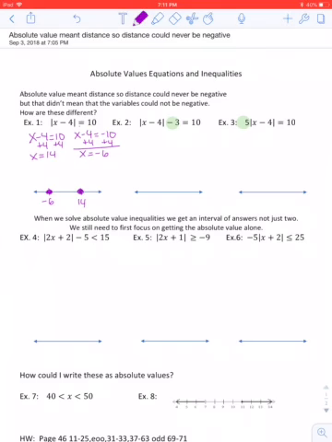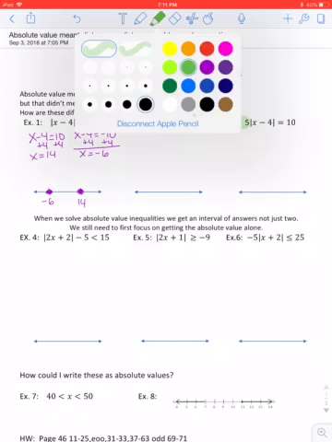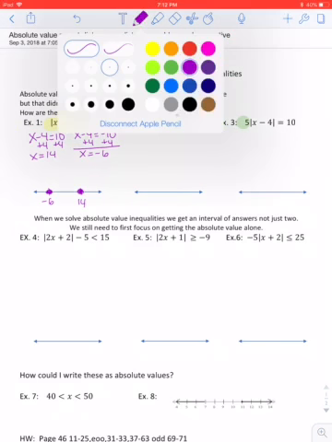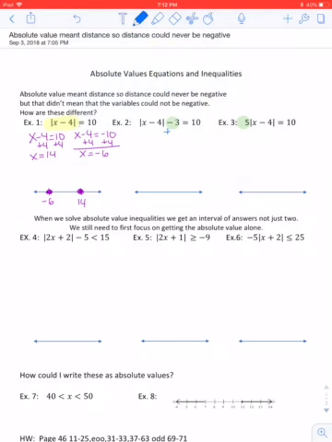So on the second one, we have that -3 there, or else it would look exactly like the first example. The first example already had the absolute value completely alone. The second example has the -3 there, and we're like, oh, we would really appreciate if that wasn't there, so we're going to go ahead and add 3 to both sides. So we get that the absolute value of x minus 4 is equal to 13. Now we're kind of back to what example 1 was.